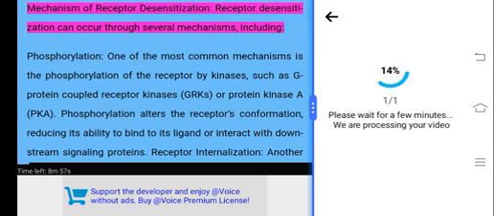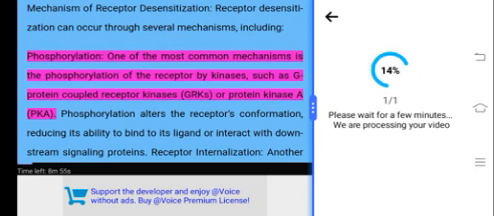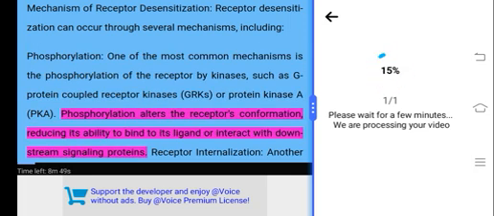Mechanism of receptor desensitization. Receptor desensitization can occur through several mechanisms, including phosphorylation. One of the most common mechanisms is the phosphorylation of the receptor by kinases, such as G-protein-coupled receptor kinases (GRKs) or protein kinase A (PKA). Phosphorylation alters the receptor's conformation, reducing its ability to bind to its ligand or interact with downstream signaling proteins.